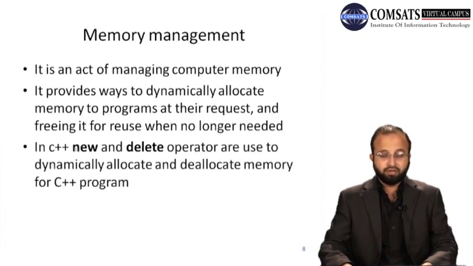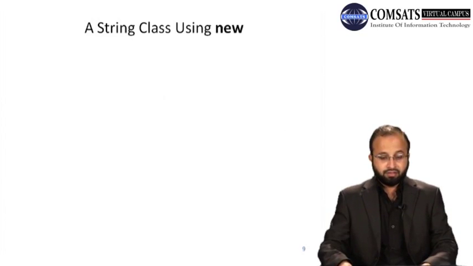In C++, the new and delete operators are used to dynamically allocate and deallocate memory for a C++ program, and we have seen in our lecture number, I think 7, how we can use these two operators to dynamically allocate memory for a primitive or simple data type, or for a user defined data type, right? So let's see the string class example that uses the new operator to allocate memory for a string, and let's see how the memory is managed in that class.